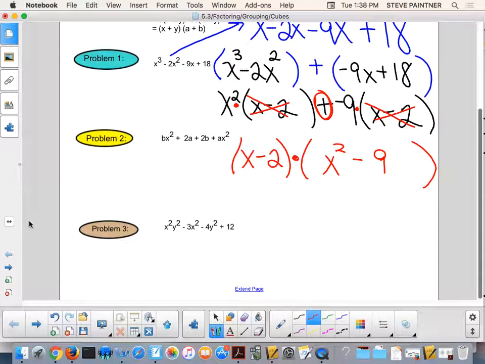Any more factoring? Can we factor again? X squared, yeah, you can factor. X minus 3 times x plus 3. That is your best friend, and I bet half of you or more would have forgotten your best friend. This is the difference of what? Two perfect squares. This one, again, can split into two more factors. They are what? X minus 3 and x plus 3. There you go.